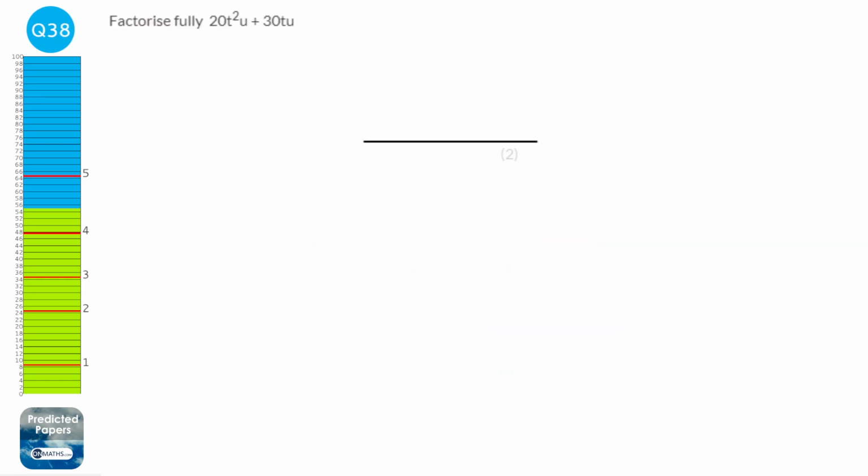So factorise means to put it into a bracket, and it looks like it's a quadratic here, but it's actually just a linear factorising because we don't have a number term. So we're going to just use one bracket for this. And looking at these terms, I'm going to focus first on the numbers. So 20 and 30, I can divide both of those by 10, and that will leave 2 and 3. So that's the numbers done.